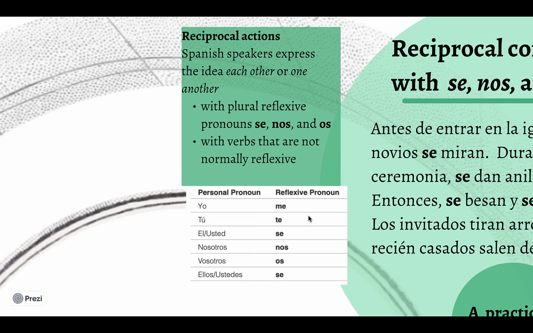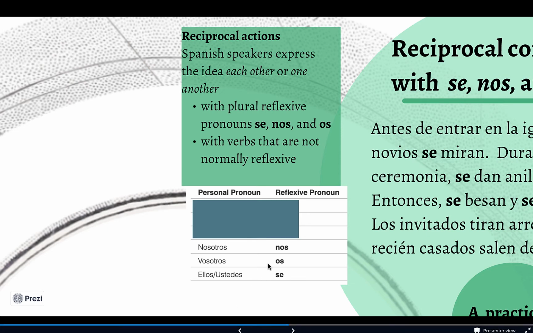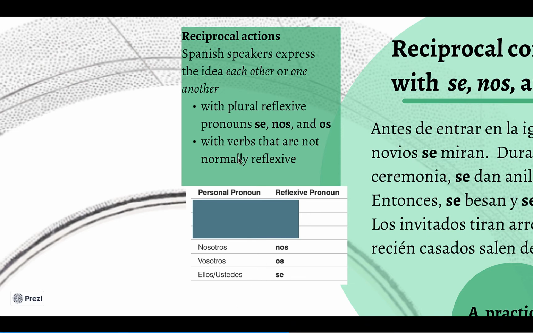And so here's a list of all the reflexive pronouns, but remember, we only use the plural, so I'm going to block off all the singulars because it implies you're doing something with someone, right, or for someone, together, each other or one another, and so that is why we use the plural reflexive pronouns. And another way is with using verbs that are not normally reflexive.